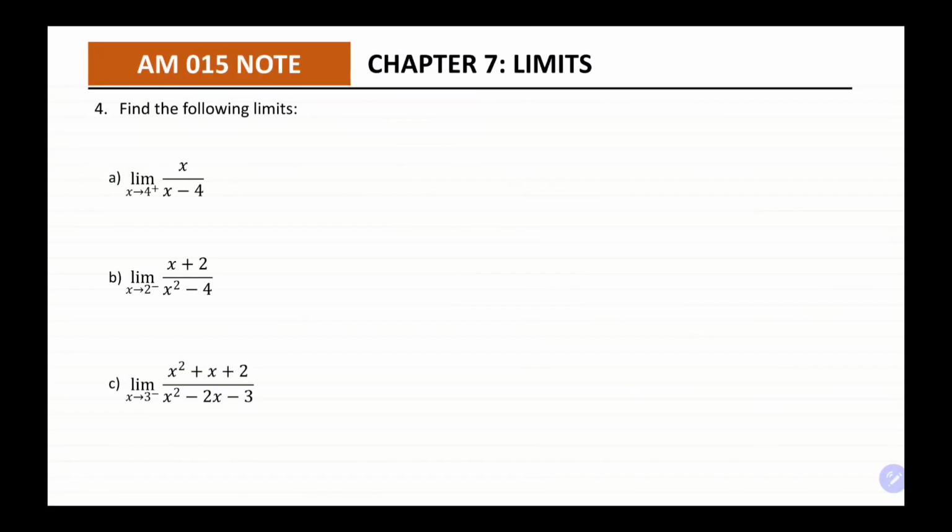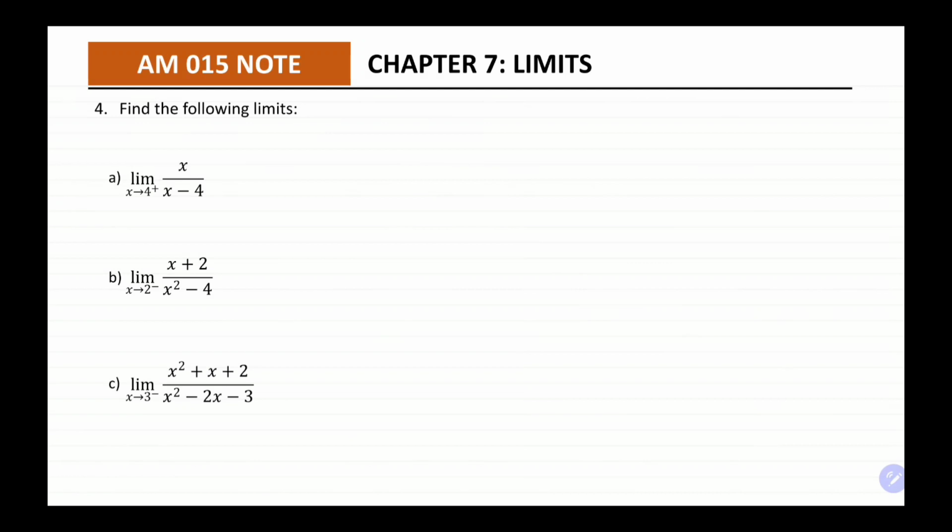We continue with the last question for today. Number 4, find the following limits. A, limit as x approaches 4 from the right, x over x minus 4. Okay, every time we get a limit question, we test the value first. We substitute the value of x first. We substitute, so we get a number over 0. When it is over 0, it means undefined. Okay, when it is undefined, it cannot be solved, so we just need to imagine.